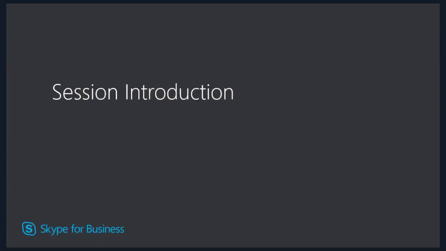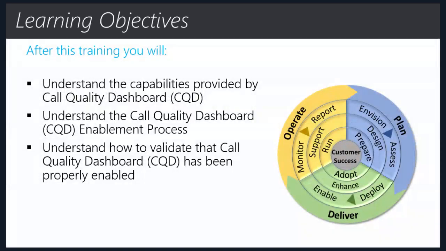Now on to today's session, configuring call quality dashboard to monitor your Skype for Business online environment. To begin with, the key objective of this session is to first understand what are the capabilities provided within the call quality dashboard, or CQD, and as part of that, understanding why CQD is important in supporting your deployment, to also identify what are the steps required for successful enablement, and then lastly, what are some of the steps to consider and validate to ensure that CQD has been properly configured and enabled, supporting your deployment.